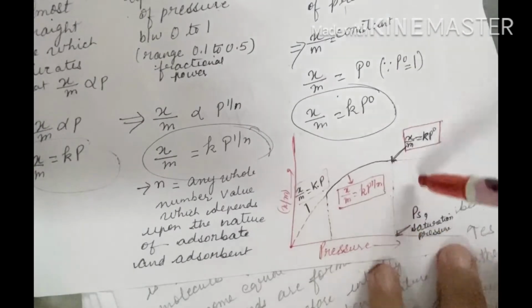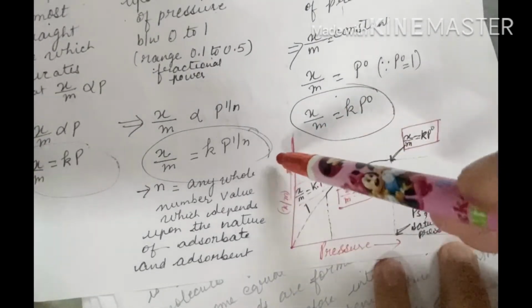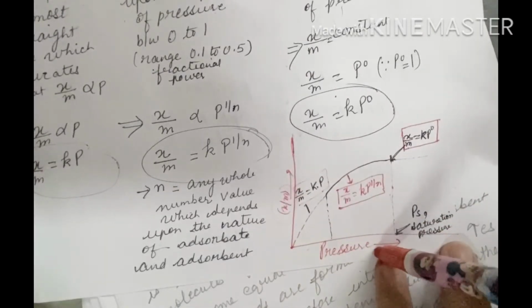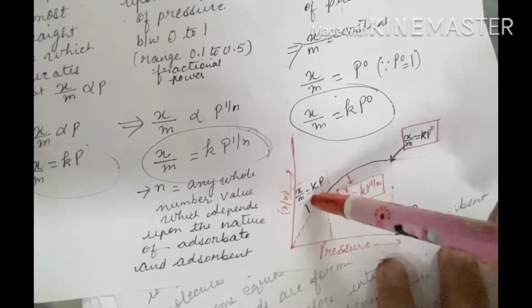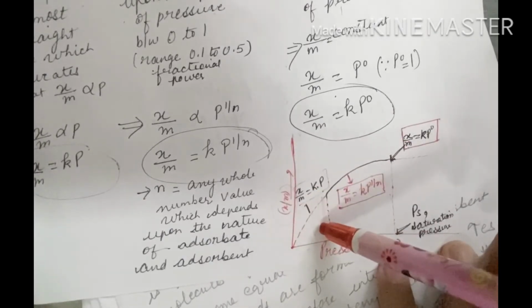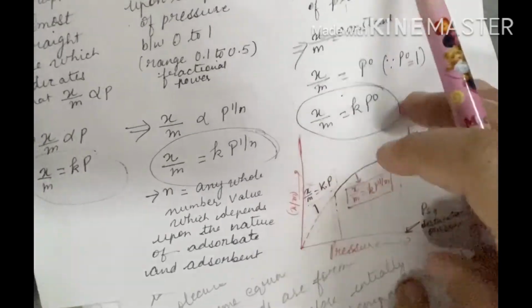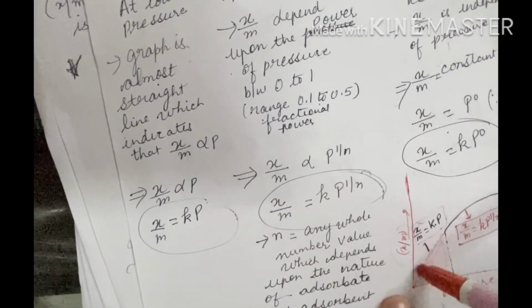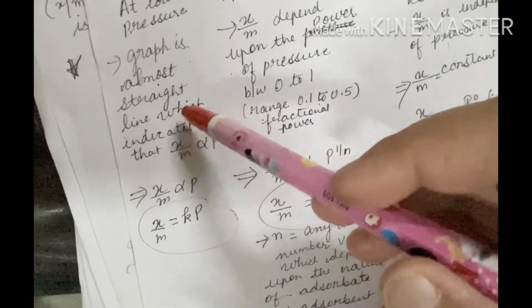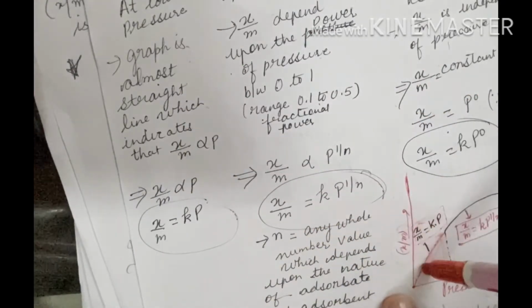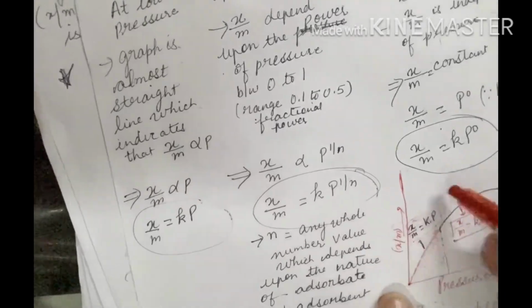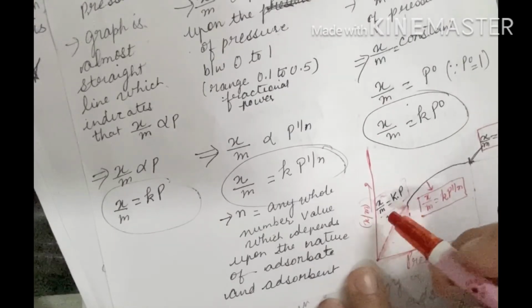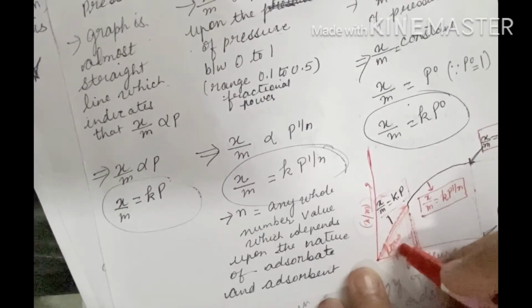See, here I have made a graph. This is your graph. It is a graph between x by m versus pressure. This region is showing you the results at low pressure. So you can see here the graph is almost a straight line, which indicates that x upon m is directly proportional to P. Here we are at low pressure.